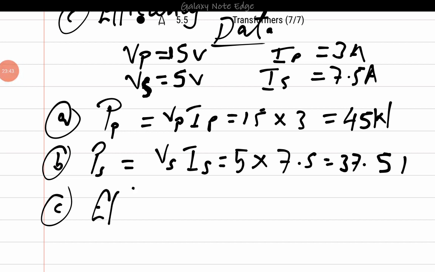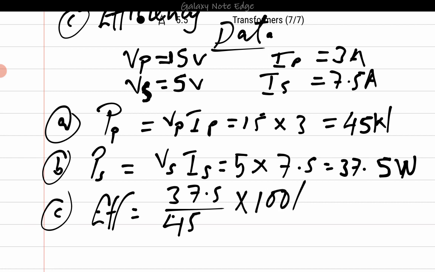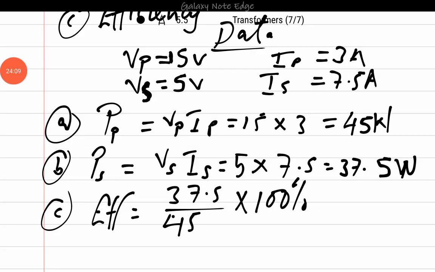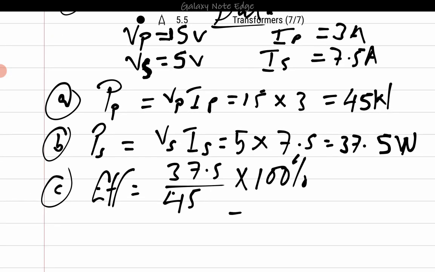Then lastly, we are asked to calculate the efficiency, which is power output over power input. Take note, our power in the secondary was 37.5 watts, so we say 37.5 watts divided by power in the primary, which is 45. Then we multiply by 100%. This is going to give you an efficiency of 83.3%.